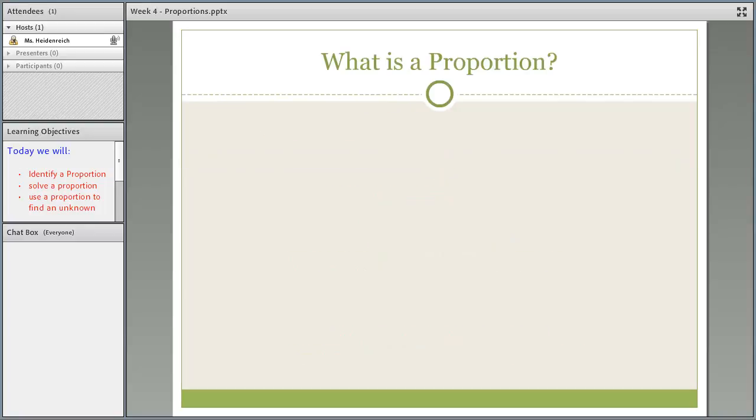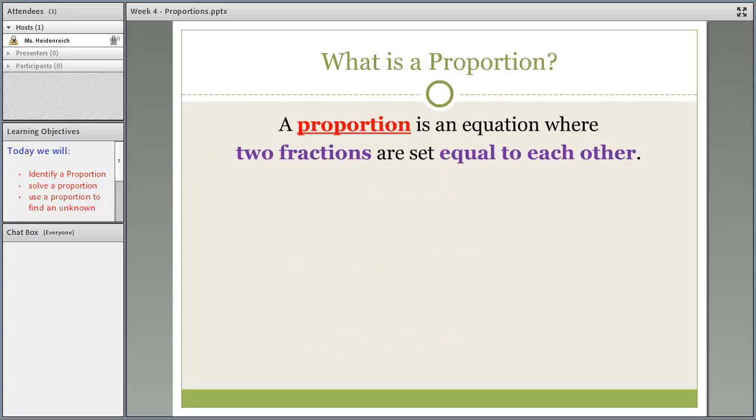Okay, so to start with, a proportion is an equation where two fractions are set equal to each other. So you may have heard the word proportion before, and people don't always think of it this way, but it's really just two equivalent fractions, and you set them equal to each other with an equal sign. So here's an example.